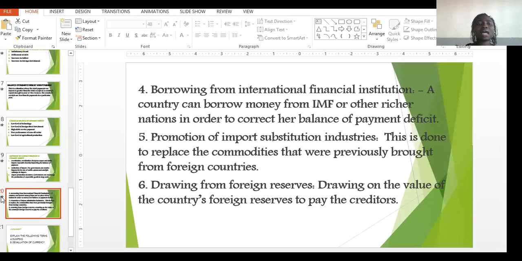And lastly, drawing from foreign reserves, drawing on the value of foreign currency reserve to pay the creditors. The excess you have had in the time past that you have been keeping, you can use it. You can fall back on it, and then you correct your balance of payments deficit. These are what we have for today.